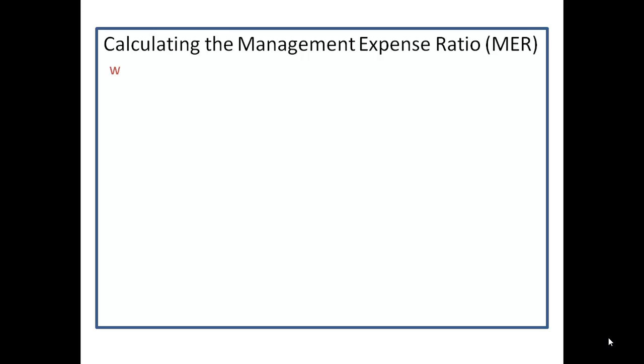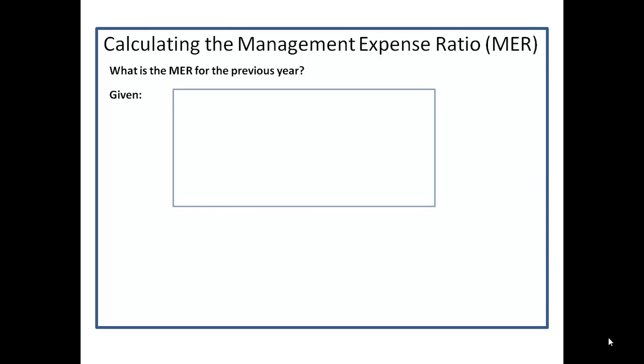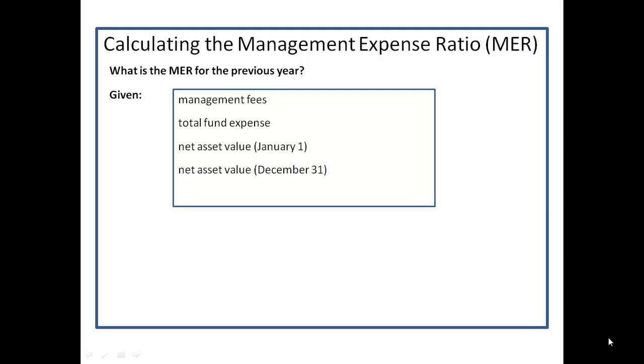So let's get started. Typically on an exam you may be asked what the MER is for a previous year and be given a scenario that has a number of different numbers presented in it, and there's always more information than needed presented in cases like this. So let's say we're given an example, and as we go through it we see that there's a management fee for the year that's listed, there's a total fund expense for the year that's listed, there is the net asset value at the beginning of the year, January the 1st, there's the net asset value at the end of the year, and they also give you an average net asset value.